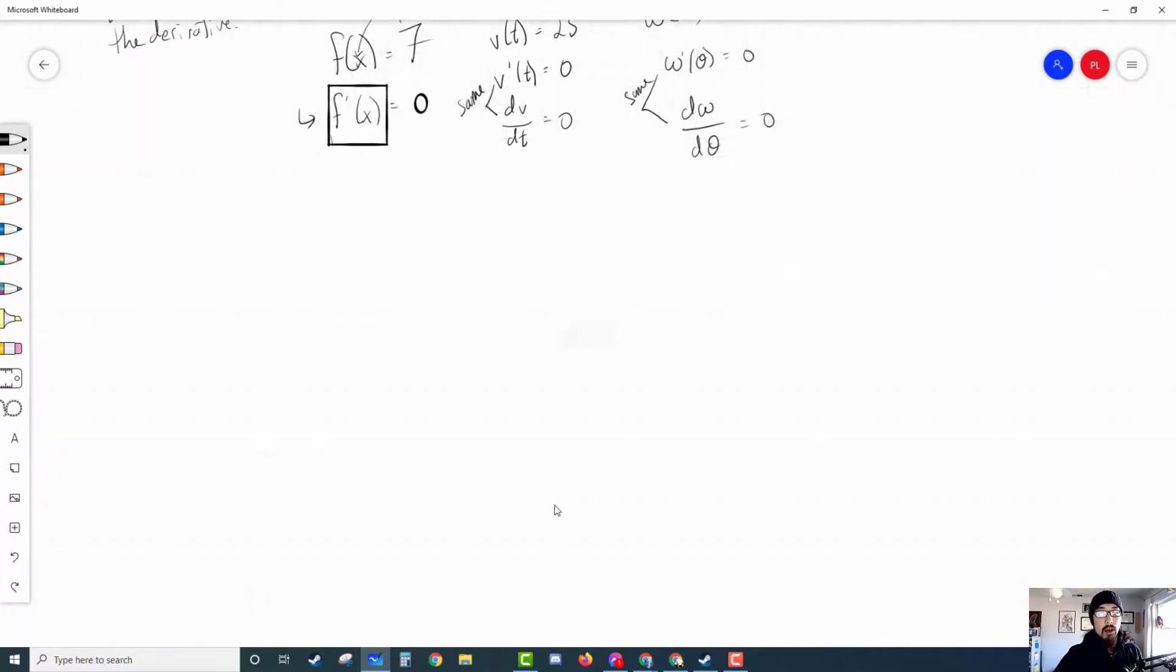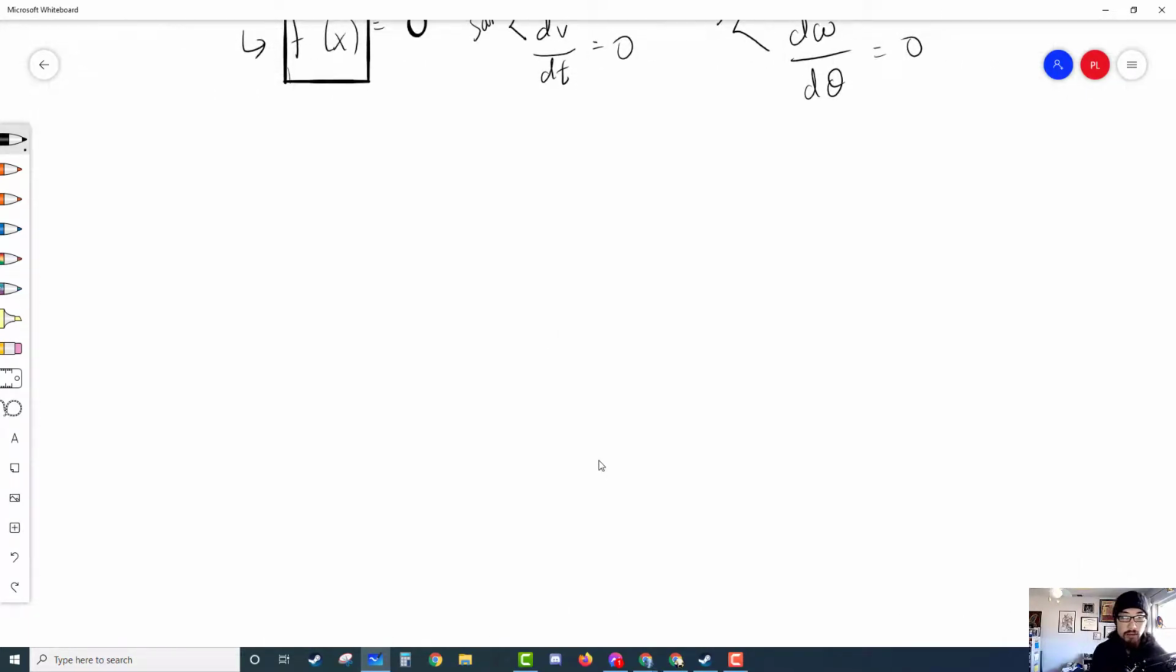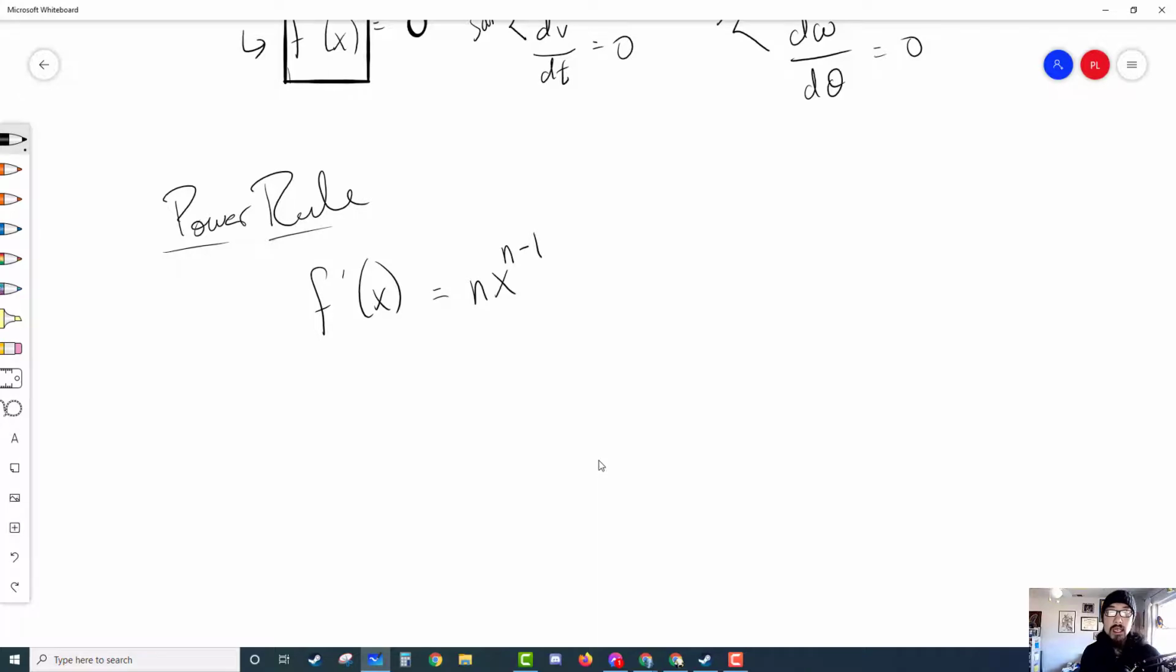All right, now let's do the power rule. Now this is where things get fun. Now I'm going to show you the official equation for the power rule, and then I'm going to show you how we can apply that equation, and then after that I will show you the shortcut. All right, so we say f prime of x, so the derivative of the function, is equal to n, which is a number, which is a constant, x, which is the independent variable, and then n minus 1, where this n is the exponent.